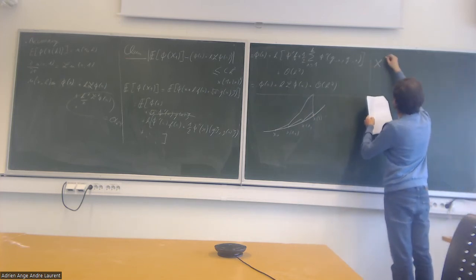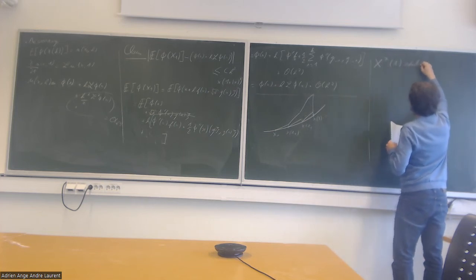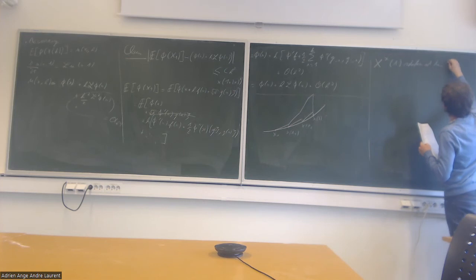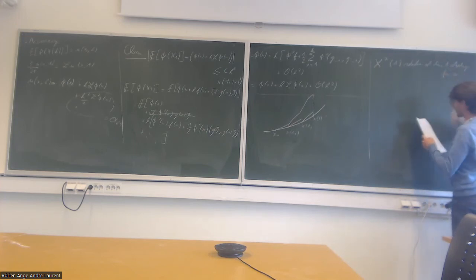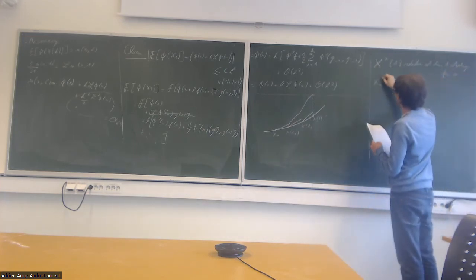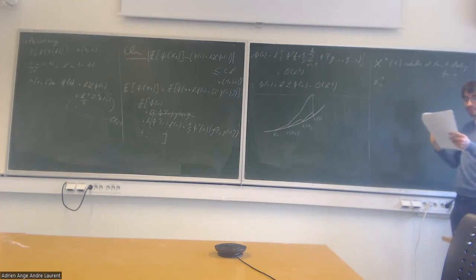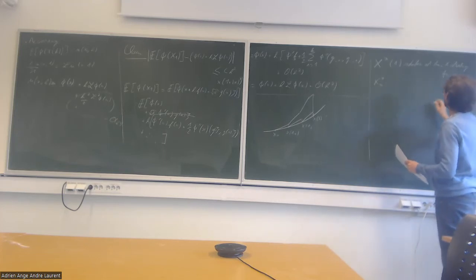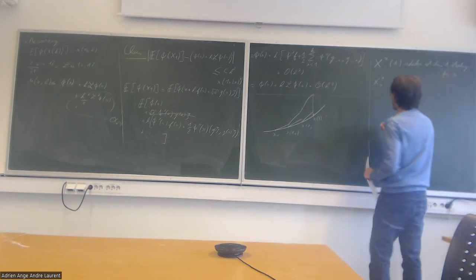So I will write X_t^x is the solution at time t starting from x. And we have X_n^x, which is the n-th step of the numerical algorithm that starts from x. Right? And what I mean by starting from x is that at t equals 0, X_0^x is x. Okay?